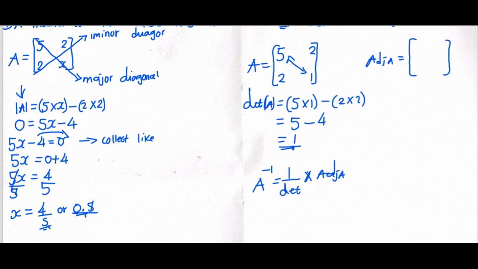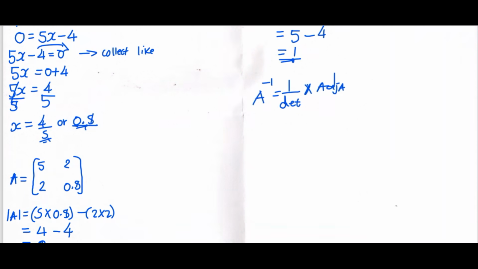The key point: in the major diagonal, swap the numbers. So we need to interchange the position of the numbers. 5 will go where there is 1, then 1 will go where there is 5. So 1 will come here, 5 will go there. Then for the minor diagonal, you don't interchange the position, you just have to change the signs. So this will be negative 2, and also here will be our negative 2. Then let's see how we can simplify this.